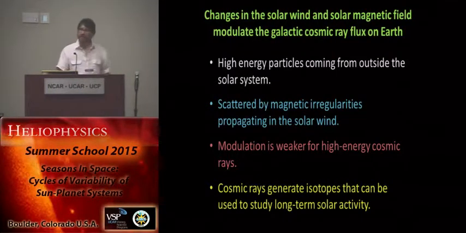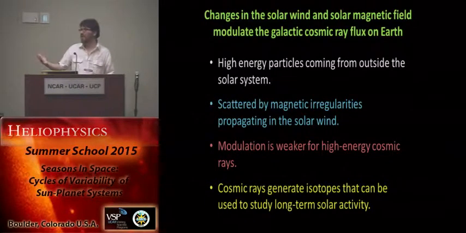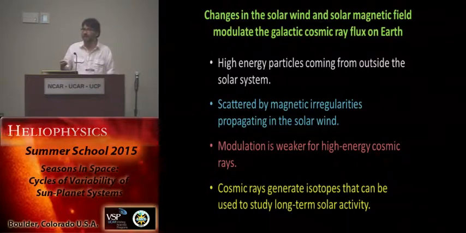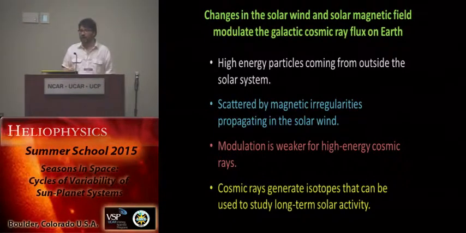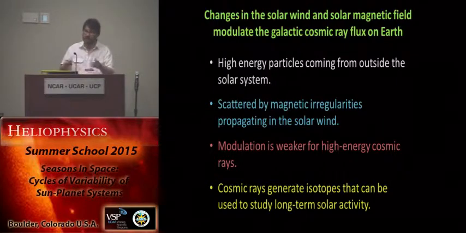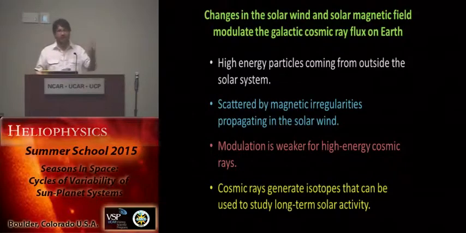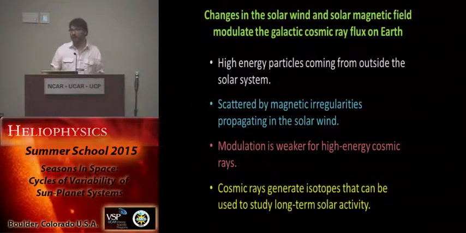Now, cosmic rays, when they hit our atmosphere, generate isotopes. They can change a neutron into a proton or something like that, and so you end up with a different kind of element, right? And these isotopes have long lives, and they get collected. The two kinds of isotopes that people typically use to study solar activity are, first, carbon-14. Carbon-14 is generated by the interaction of cosmic rays with the atmosphere.